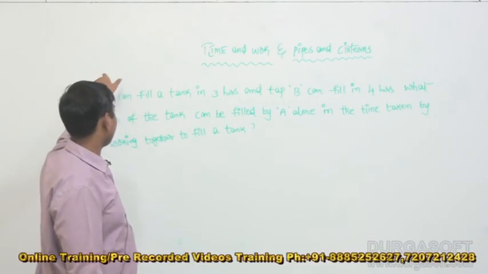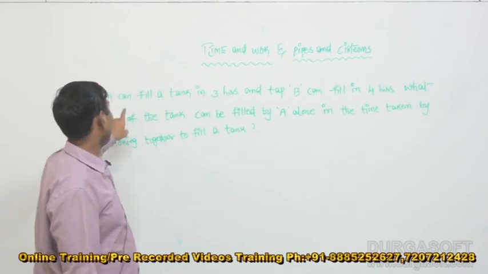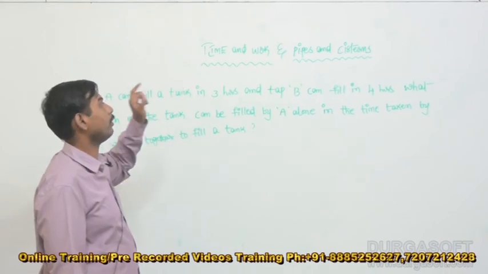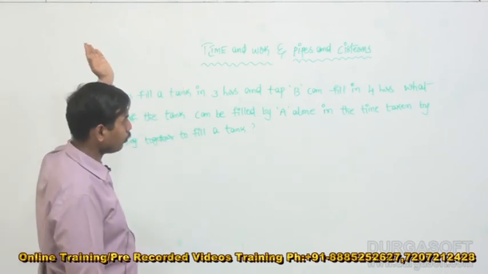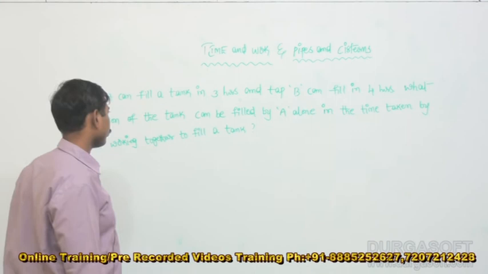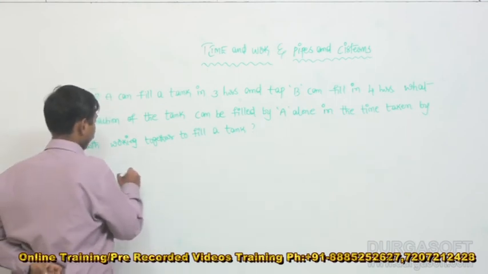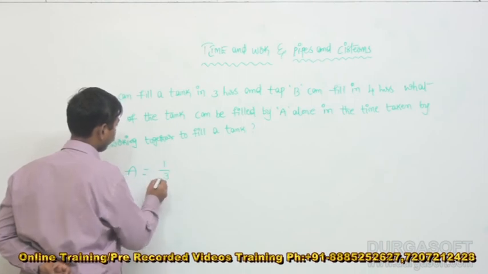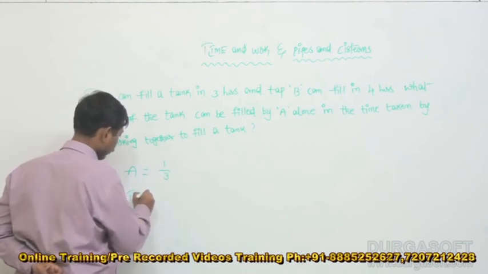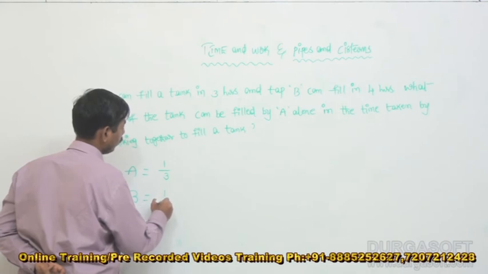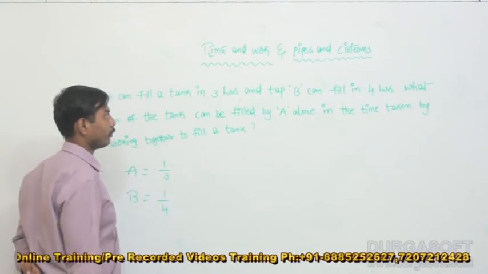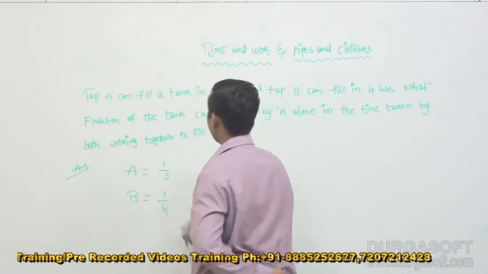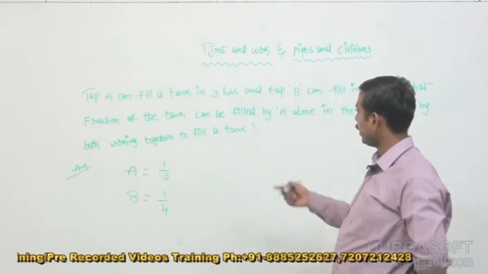Sentence 1 is clear. A can fill a tank in 3 hours and B can fill a tank in 4 hours. These 2 pipes are the only ones involved. A needs 3 hours and B needs 4 hours to fill a tank. Anyhow, these 2 pipes are filling pipes only.